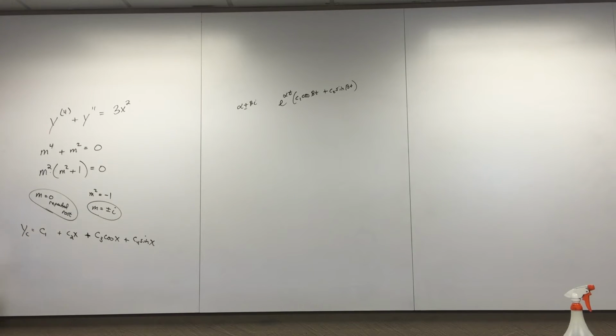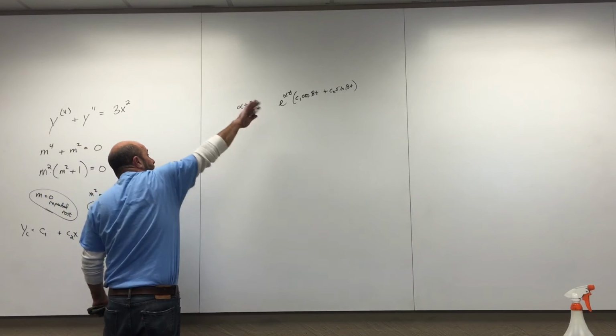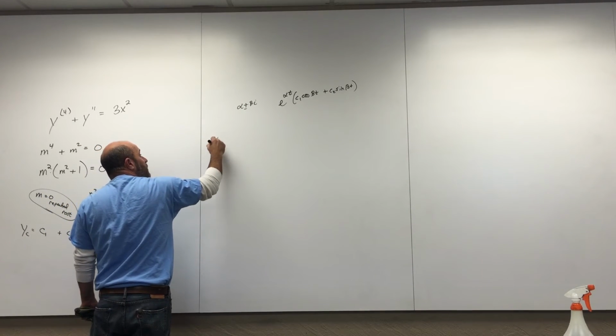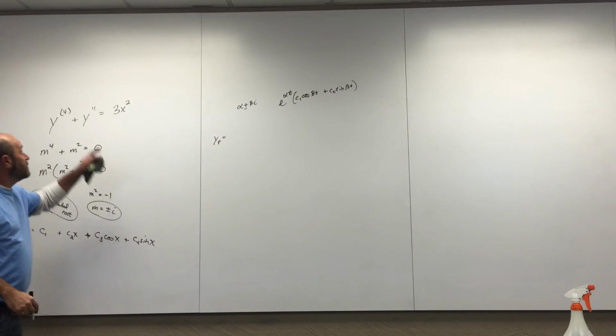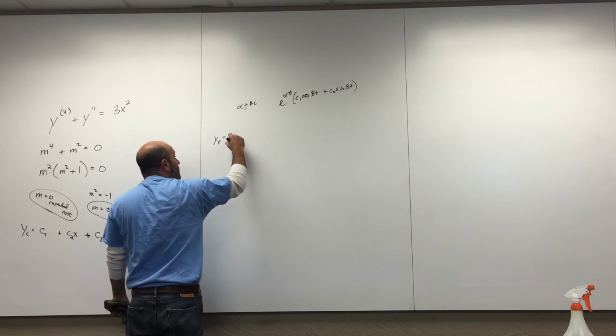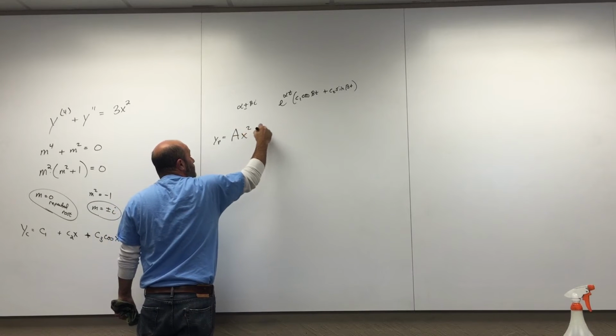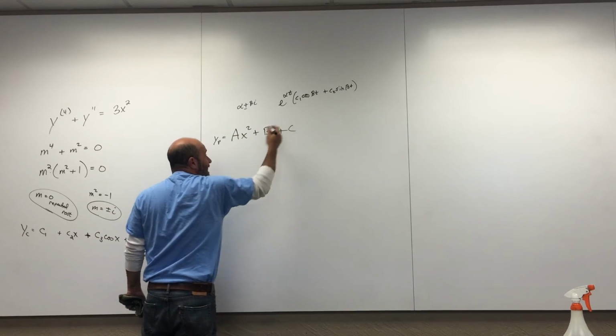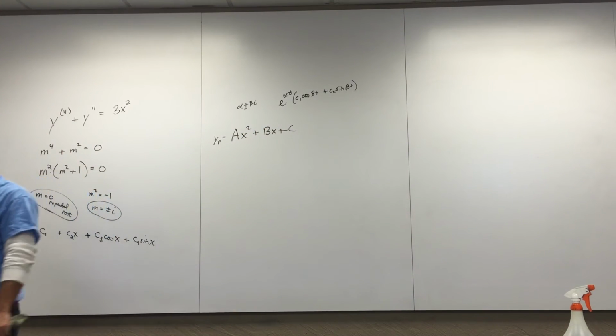All right, I'm ready to make my guess for my YP. My YP looks like a quadratic function. You know how to guess a quadratic function. How about ax squared plus bx plus c? You have to make a general quadratic. And so that's awesome.